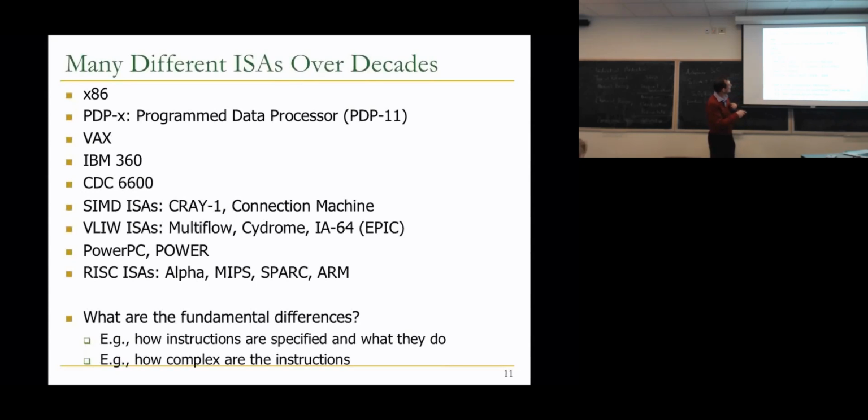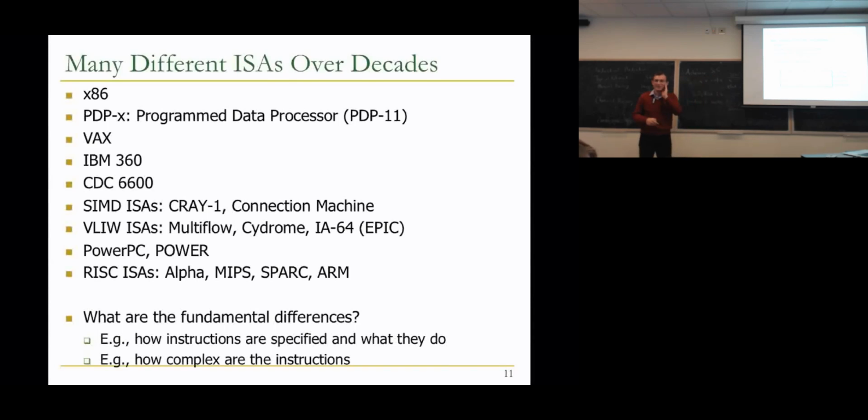So some other existing ISAs are PowerPC. It still exists. There's IBM Z. I don't know if it's called Z ISA. It's Z architecture, really, or System Z now. So there's been a variety of ISAs, basically. So what are the fundamental differences between these ISAs? Basically, it's really how they define the hardware-software interface, and that's a huge space, right? For example, how instructions are specified and what they do. How complex are the instructions? These are two of the fundamental differences. We'll cover some of these.